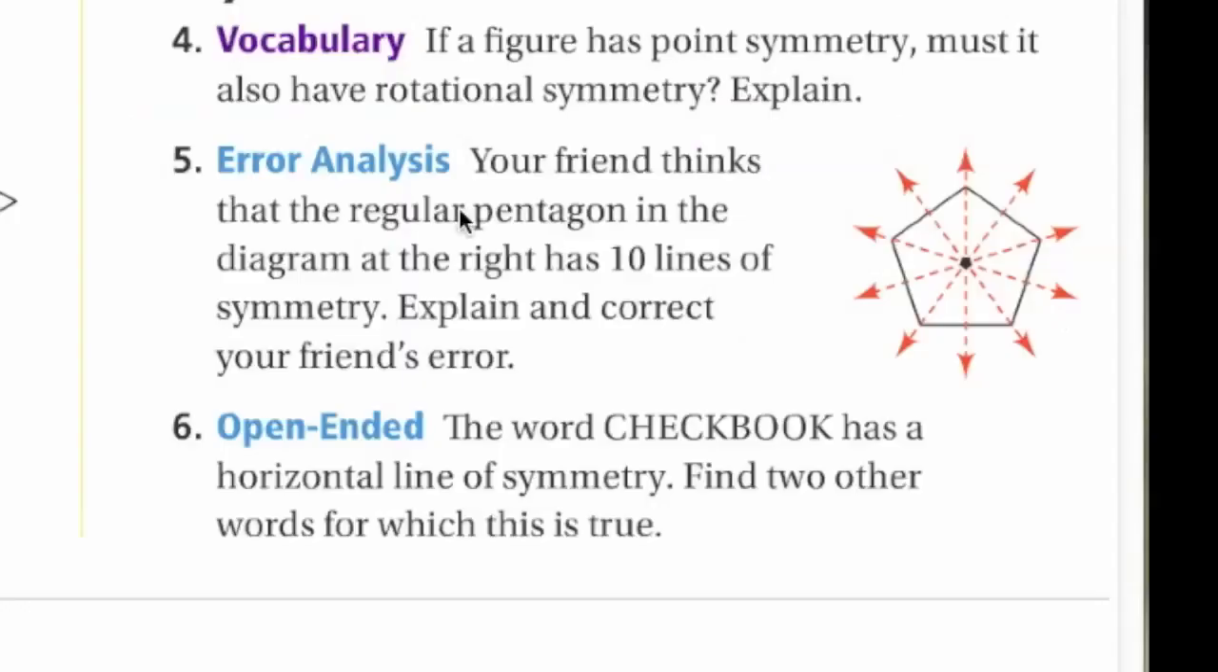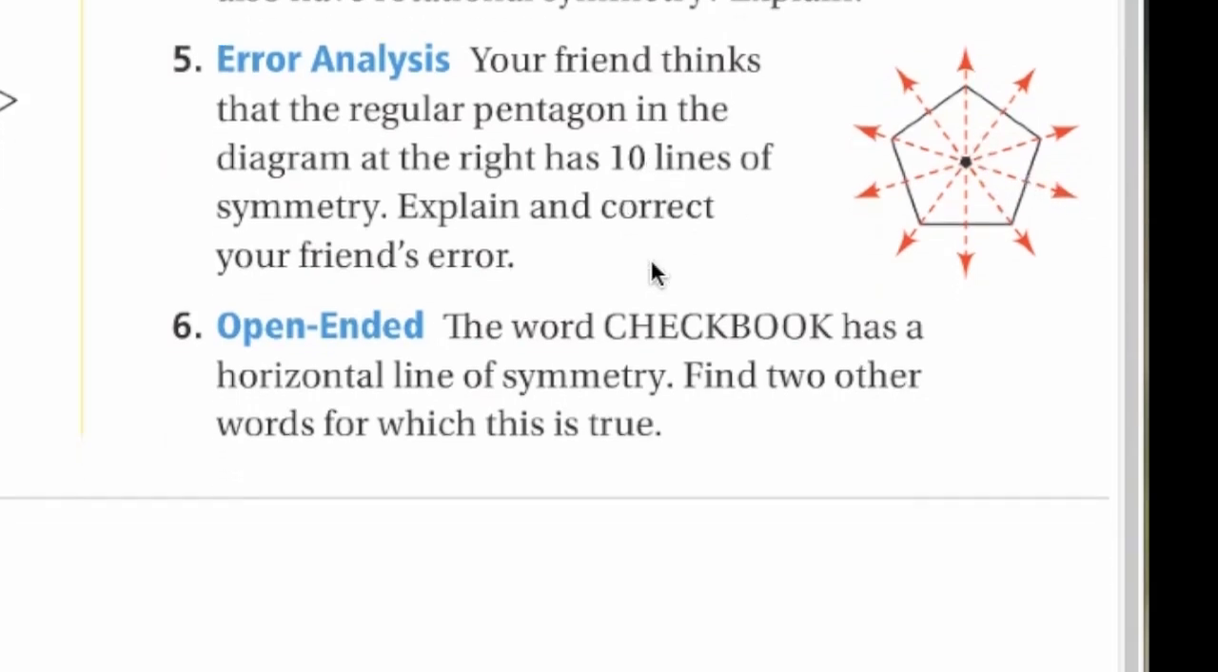And number 5, your friend thinks that the regular pentagon in the diagram at the right has 10 lines of symmetry. Explain and correct your friend's error. So if we actually count, there is only 5 lines over here because he counted both sides of the line. That's why he got 10 lines.